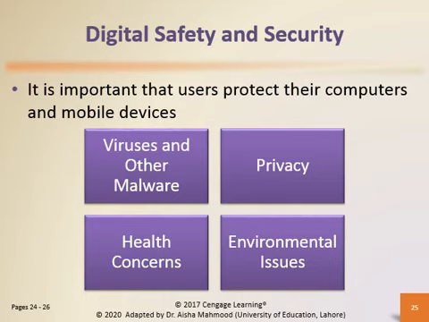Malware, short for malicious software, is software that acts without a user's knowledge and deliberately alters the computer's or mobile device's operations. Examples of malware include viruses, worms, Trojan horses, rootkits, spyware, adware, and zombies. Each of these types of malware attacks your computer or mobile device differently.